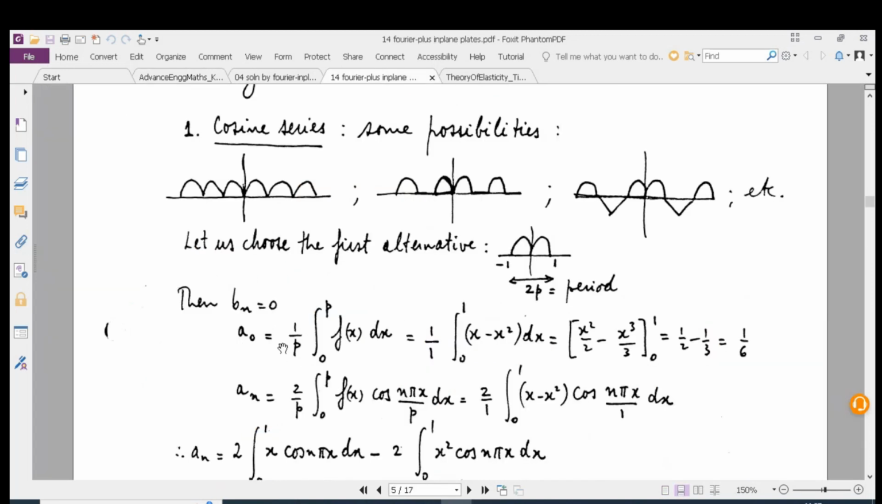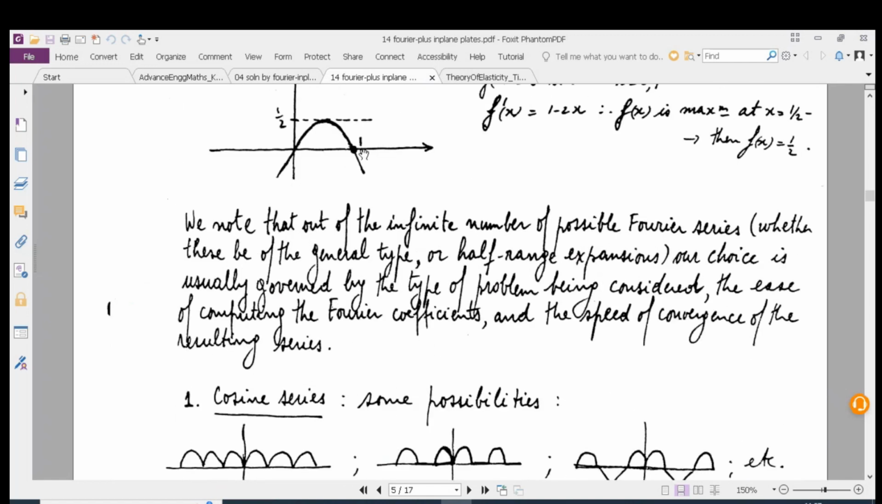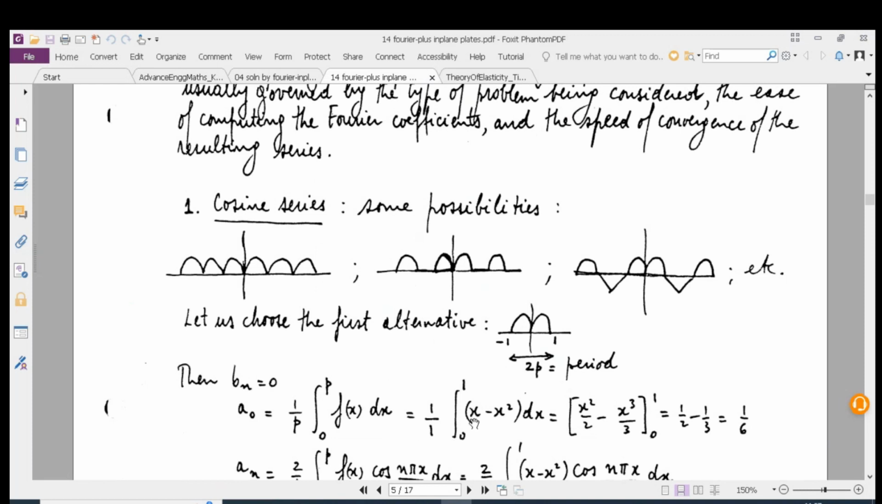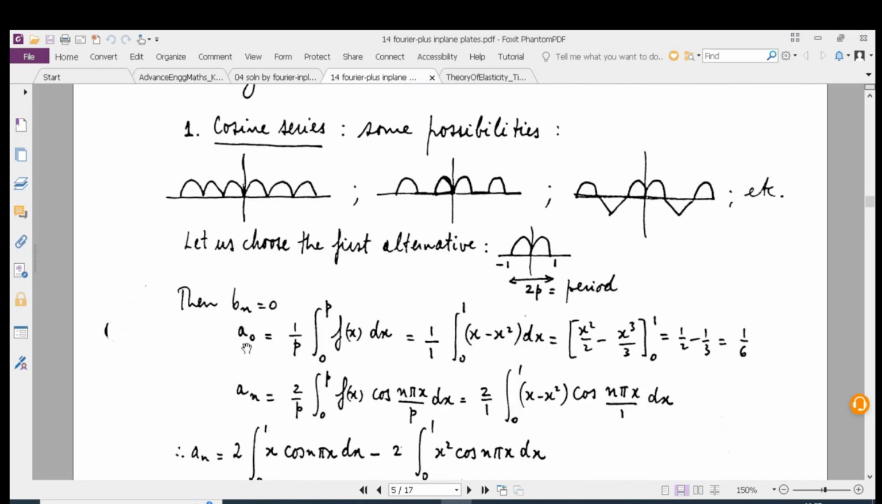So a naught is found equal to 1 by p integral 0 to p f of x dx. We can call it p or we can call it L, it's up to us. But the range is 0 till 1. So we plug the values in this and we find a naught equal to 1 by 6.